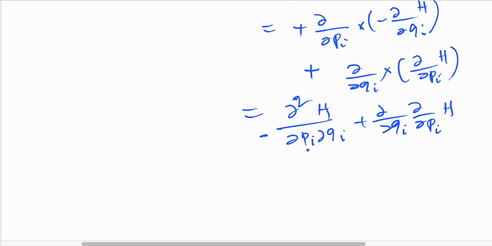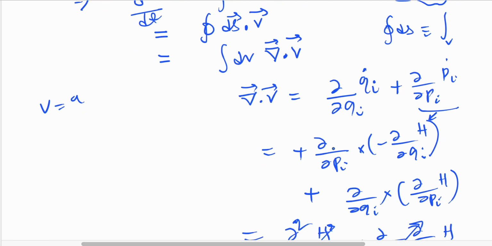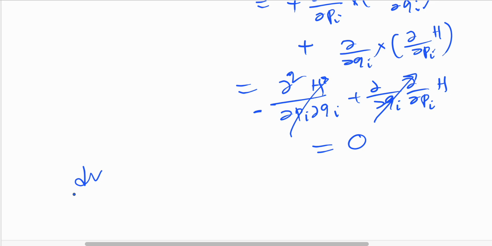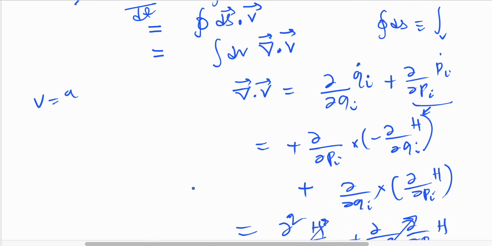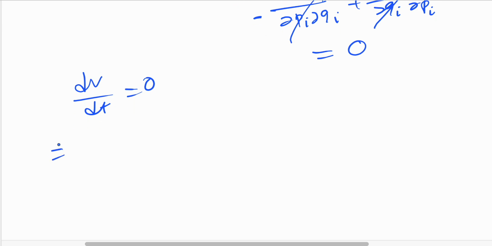Now you can see we can swap this pi and qi. That means this term and this term are exactly equal, so this is 0. That means dV dt is always 0. Now in the case of statistical mechanics, what is this volume? This volume is nothing but the integration of rho into dV.